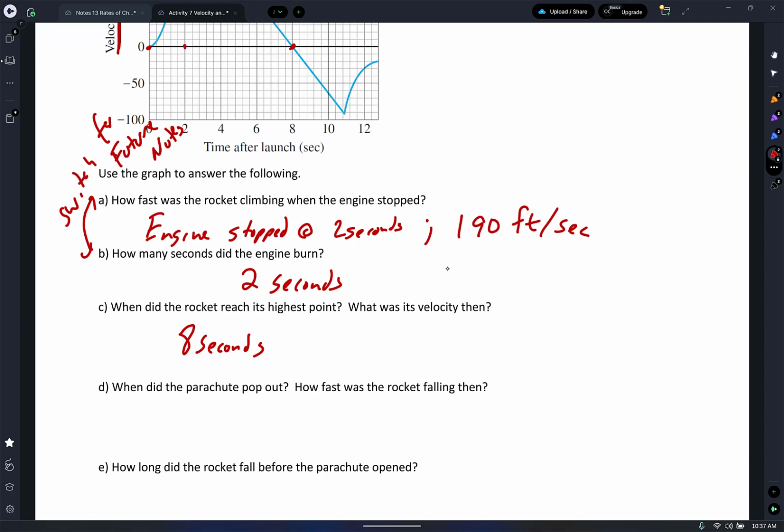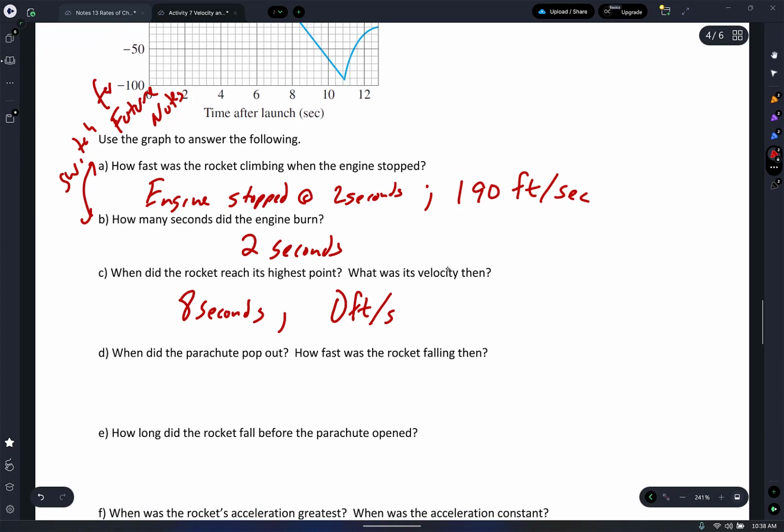What was its velocity at 8 seconds? 0 feet per second. I guess technically if it's 0, the units don't matter. All right, now I'm falling after 8 seconds. Free fall. When did the parachute pop out?